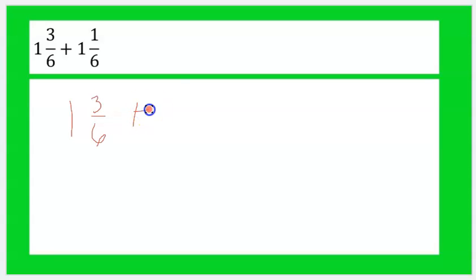area model. So if I have 1 and 3/6 plus 1 and 1/6, my very first thing is I have to make sure that my denominators are the same. My denominators are the same, which means I can move forward with this problem. So then I'm going to add my whole numbers. My whole numbers here are 1 plus 1. So that gives me 2.